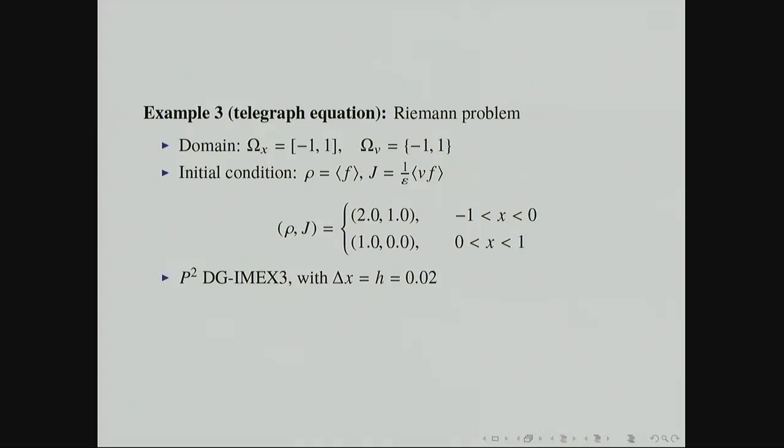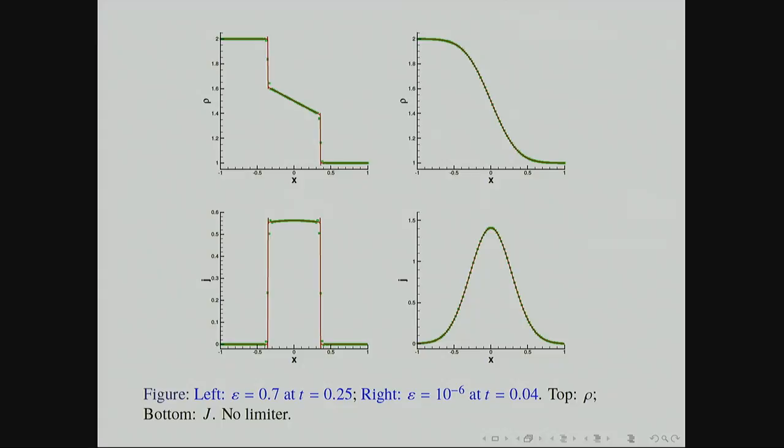One more example is a Riemann problem for the two velocity example. We want to check the performance when the data is non-smooth. Here we have a case when epsilon is the other one, the first column. In this case, it's transport in nature, and we know transport carries the non-smoothness. So you can see the solution has this discontinuity.